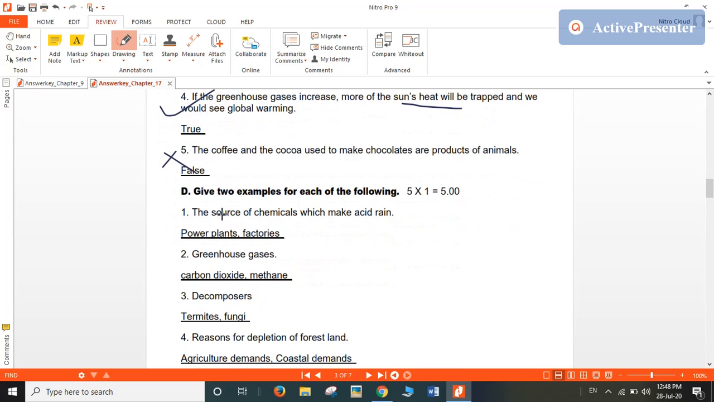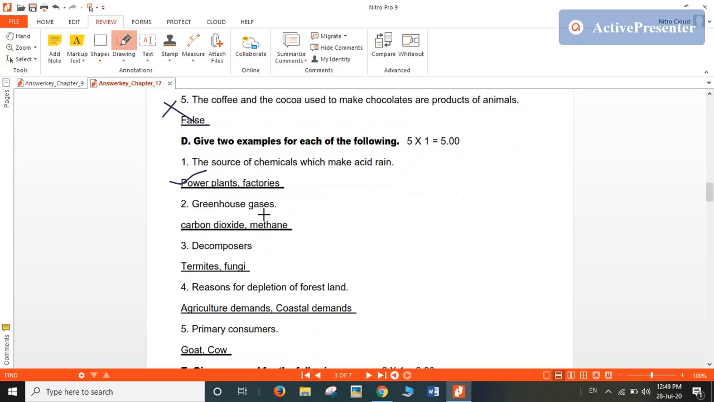Now give two examples for each of the following. We have to give two examples. The source of chemicals which make acid rain. So those are power plants and factories, and cars also you can write. So these are the sources of chemicals which make acid rain.